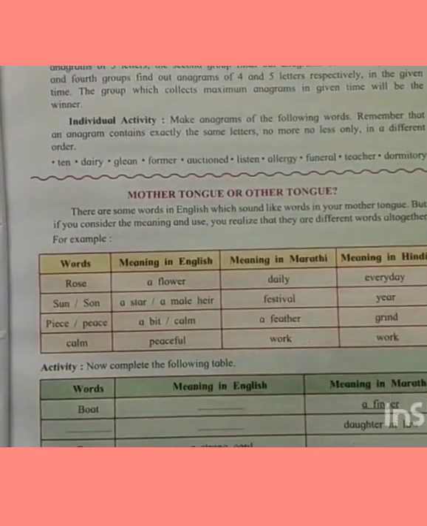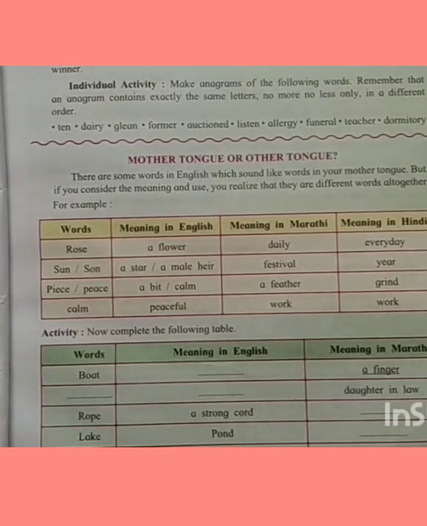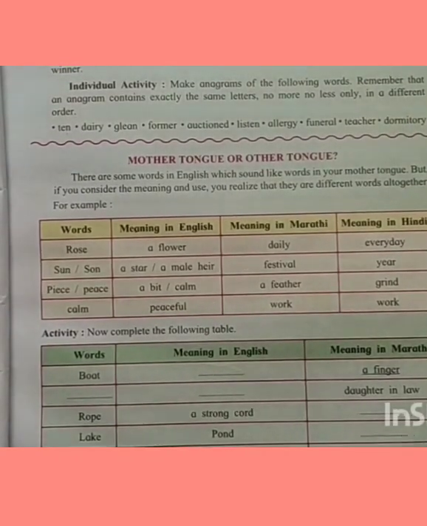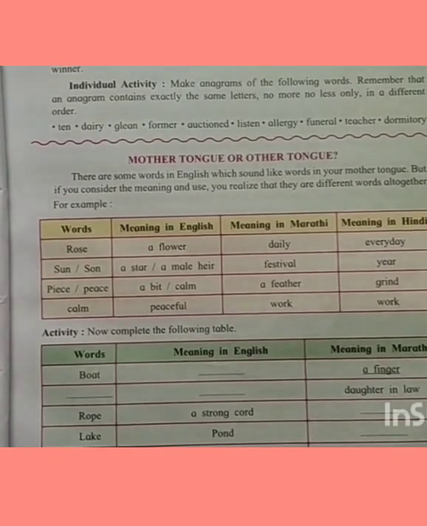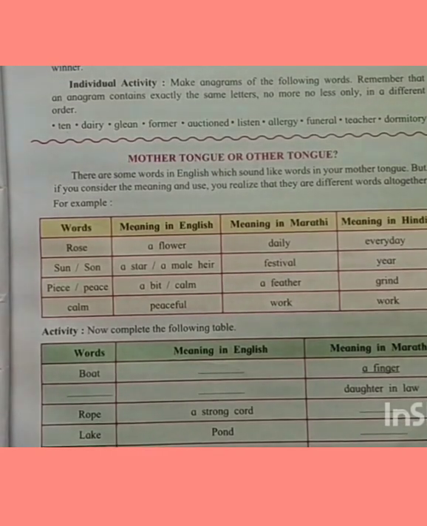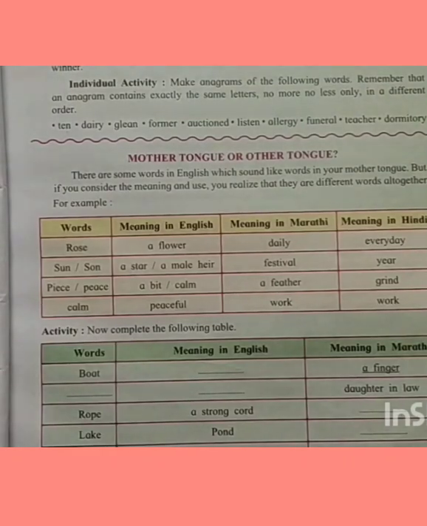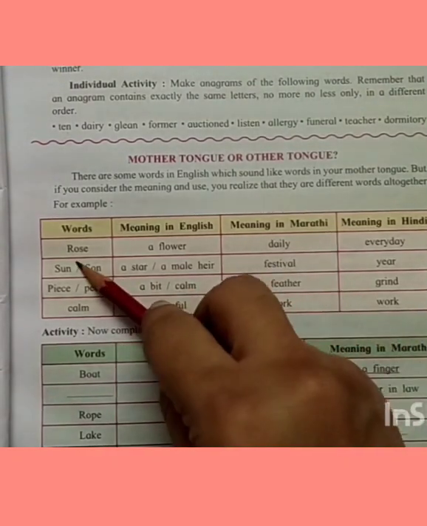Now next is mother tongue and other tongue. So there are some words which we use in English and the same words are used in our mother tongue also, say Hindi, Marathi, Gujarati, but they have different meanings. So we have to find out such words. Now see here, words, rose. Now first word here, can you see this word, rose?